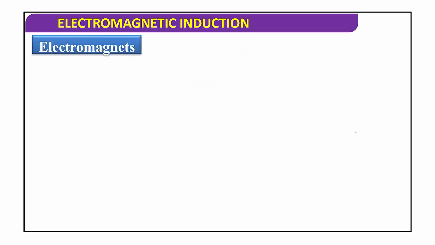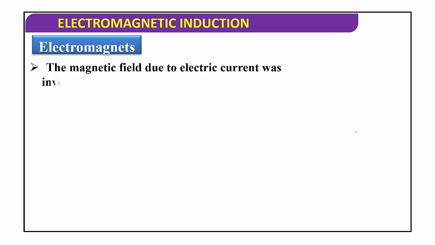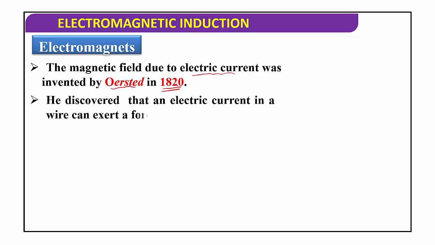So then what is an electromagnet? See here, electromagnet: the magnetic field due to electric current, and it was invented by the scientist Oersted in the year 1820. What is an electromagnet? The magnetic field which is produced due to electric current. So we are going to call it an electromagnet, and it was invented by the scientist Oersted in the year 1820.